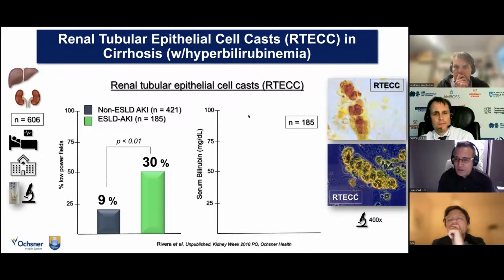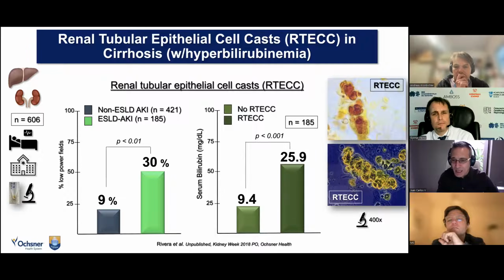And we further looked at those 185 patients with renal tubular epithelial cell casts, and we found that the serum bilirubin tends to be higher in patients with cirrhosis, at 25.9 milligrams per deciliter. So the higher the bilirubin, the more likely to find this cast.